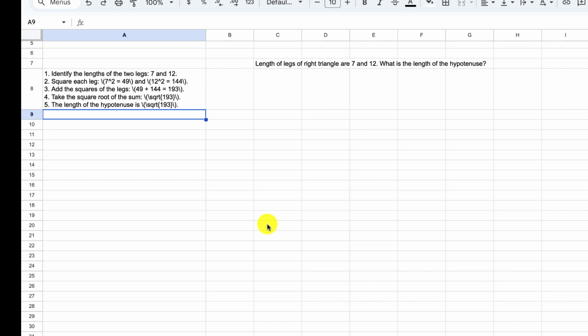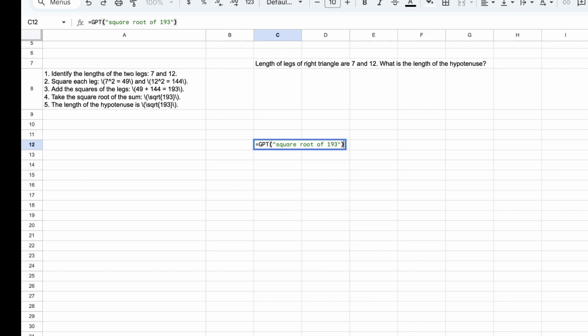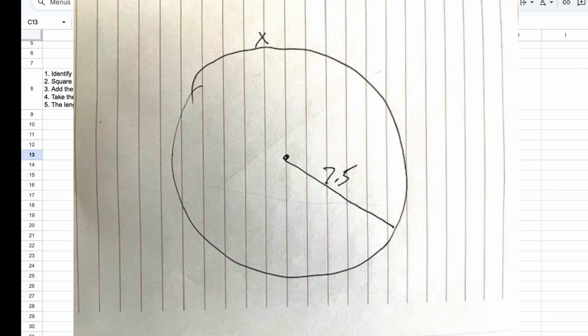If you wanted to reduce that down further, you could type this formula. So this formula is just the basic GPT formula, equal sign GPT, parentheses, quotation mark, square root of 193, quotation mark, parentheses. You don't need a cell reference because you've got 193 as part of the formula. We press enter, and the answer is 13.8924. Let's try one more.